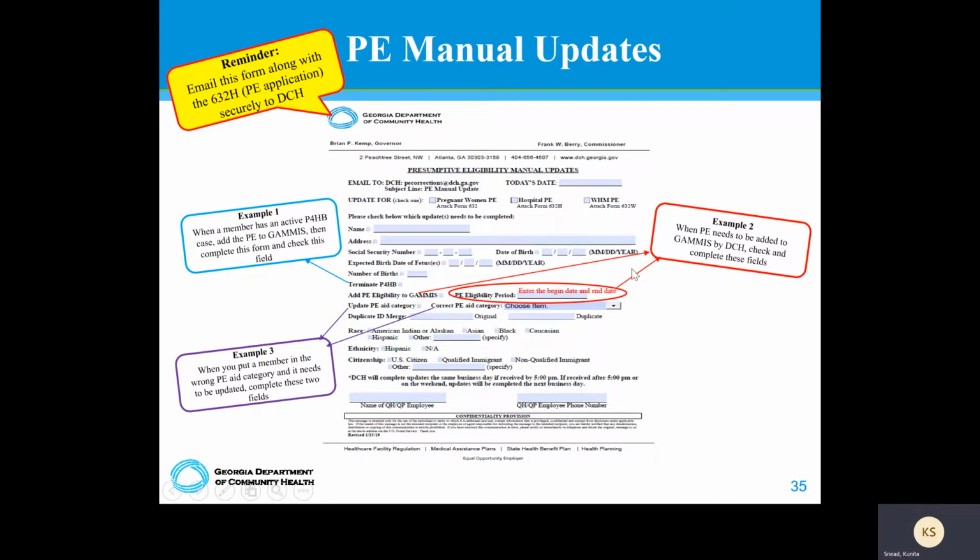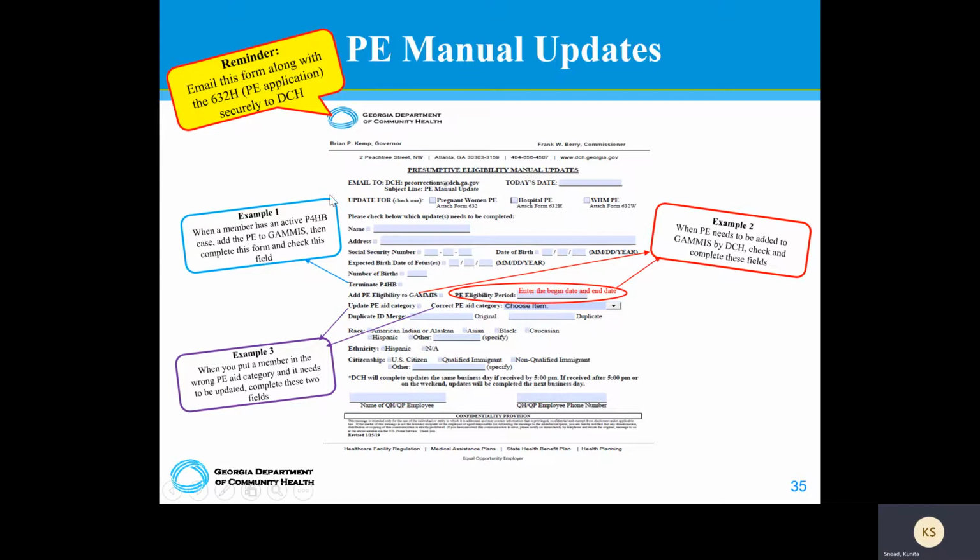So I gave you 3 examples of what fields to fill out if you have that particular scenario. So for example 1, if a woman is on P4HB and she was approved for presumptive, remember you would need to complete this form.